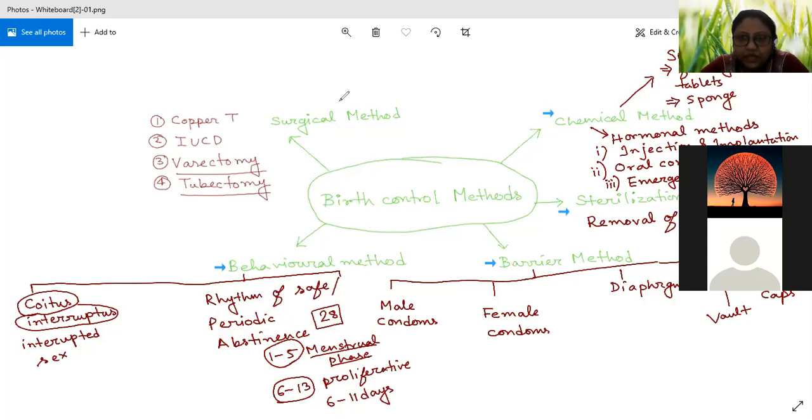Yes, ma'am. Okay. So now let us talk about another method. It is actually a natural birth control method provided by nature. We don't do it, it is done. So let us have a look into what is that natural birth control method. So, the natural birth control method that is possible is known as lactational amenorrhea.